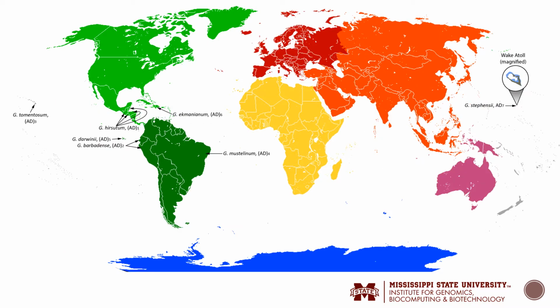Here is a world map showing the natural locations of the 7 AD allopolyploid cotton species. Gossypium hirsutum plants are largely found in Central America, and Gossypium barbadense populations are found in Peru and Ecuador. Of note, Gossypium ekmanianum and Gossypium stephensii are not accepted as species by some cotton biologists due to their highly localized distributions and their relative similarities to Gossypium hirsutum.